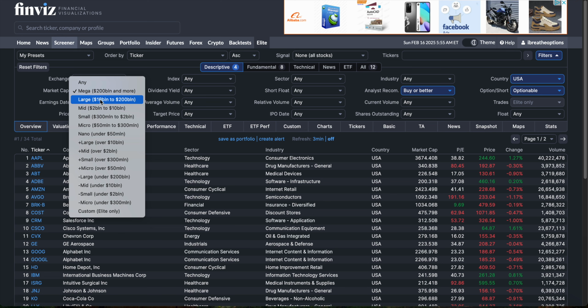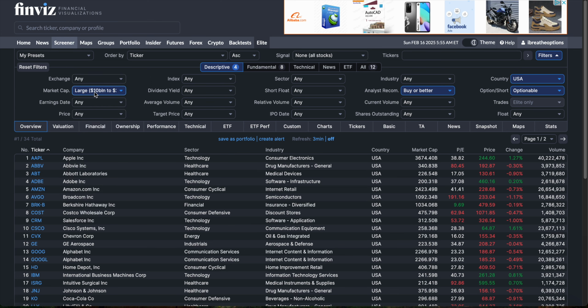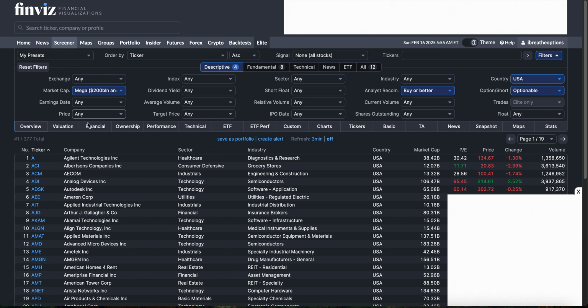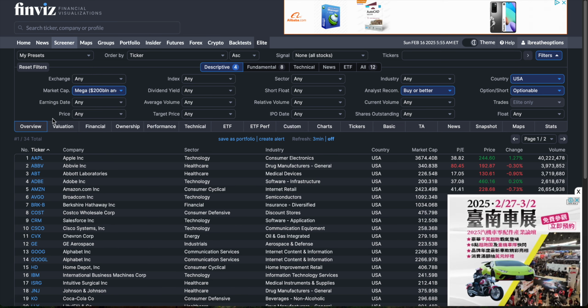So this will indirectly cause a narrower bid and ask spread, so it's easier to prevent losing some profits to slippage. Okay, so I'll look at mega cap first. So mega cap, and then price.